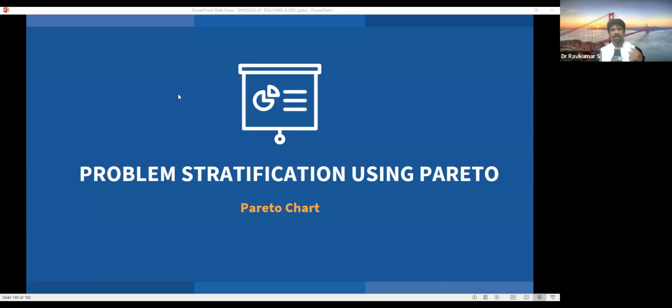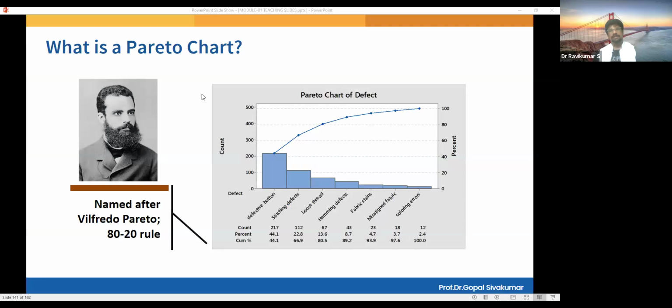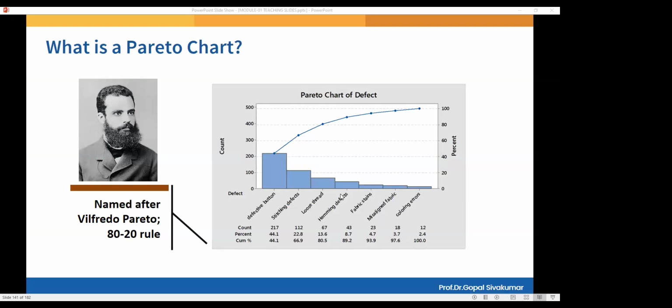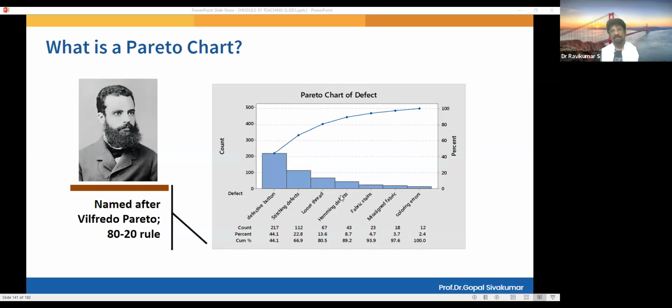So how are we going to use this Pareto to stratify our problem? That is, do a spectral classification of the problem and find out what is the core of the problem. That is what we are going to do using this Pareto. Who developed this Pareto? There was a guy called Wilfred Pareto. He developed it. If you look into this Pareto, it is a histogram graph. Yes, it is a combination of histogram as well as a graph.